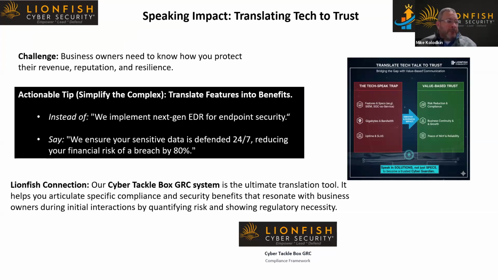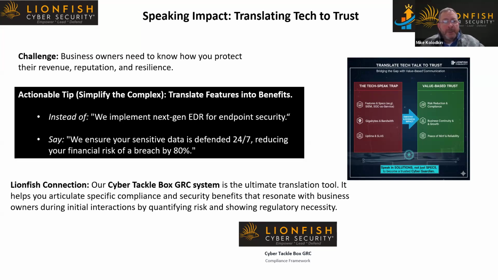So now that we've come up with the prospecting and the qualifying and the various questions, it's the next part, which is speaking with impact and translating tech to trust. I know this is redundant to a degree because I brought this up earlier, but I wanted to bring it as just another example: business owners need to know that you're there to help them protect their revenue, reputation, and resilience. You're there to help them grow.